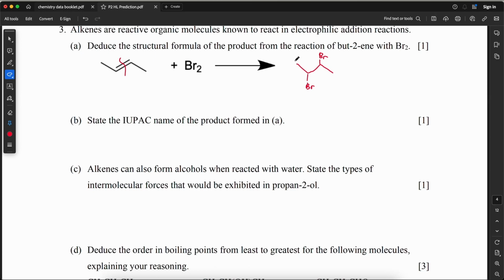State the IUPAC name of the product formed. So this would be CH3, CHBr, CHBr, CH3. So there are 4 carbons, 1, 2, 3, 4, and 2 and 3 for the bromine. So 2,3-dibromobutane.